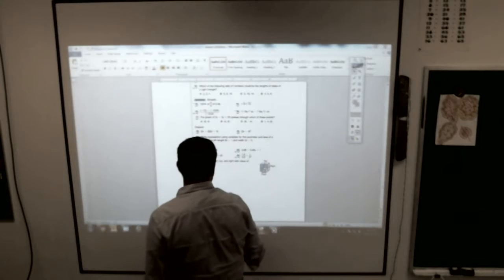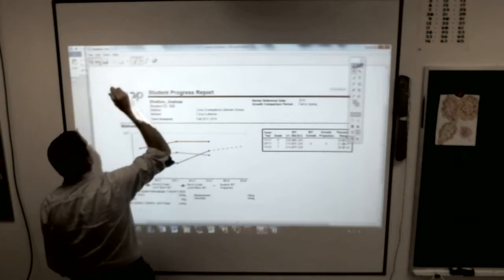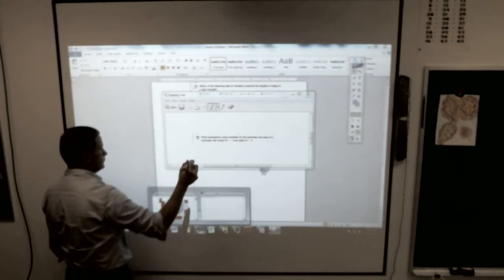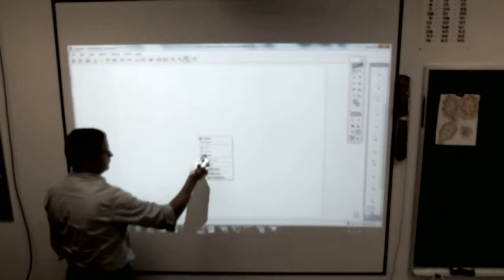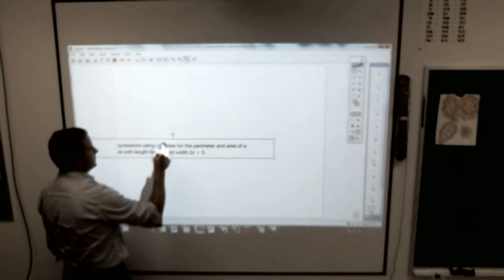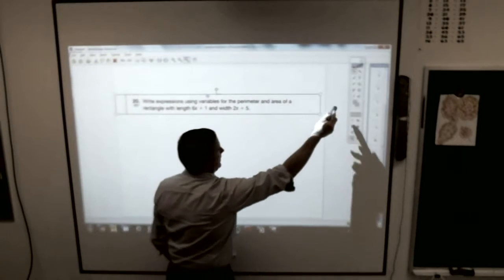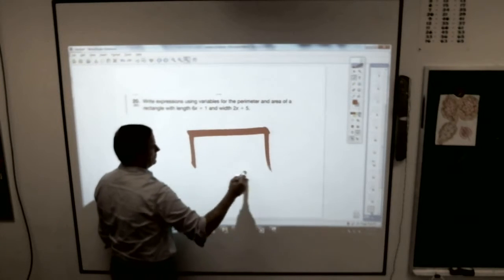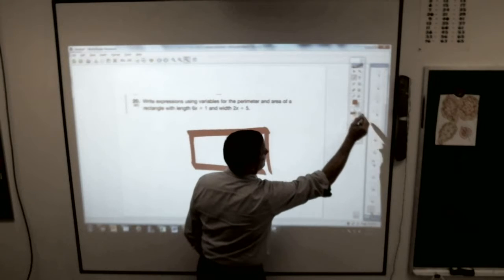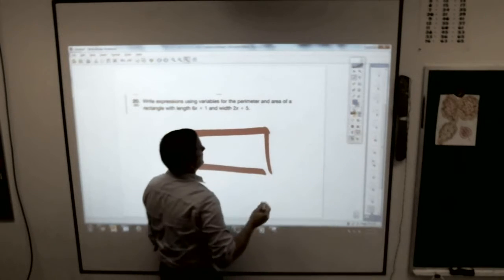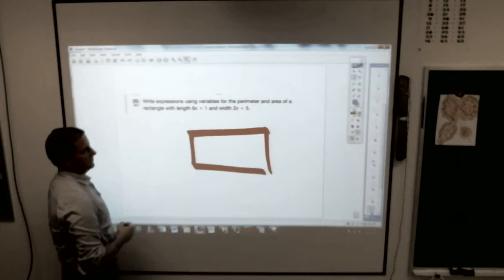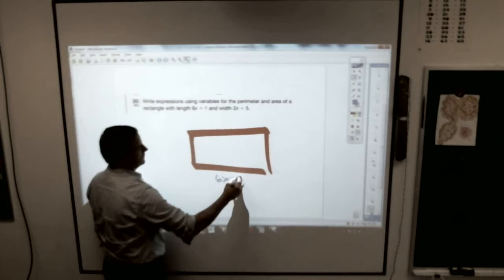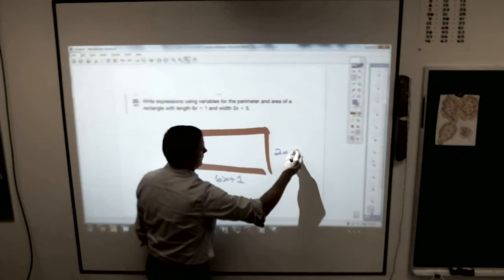Number 20. Let's look at the snippet. We have a lot of these, so hopefully at some point this starts making a little sense. Kate, I am absolutely positively sure you drew the rectangle, yes? And you labeled it? Length and width, it really doesn't matter which one you call which. Usually the length is longer, so we'll go 6x plus 1 here and 2x plus 5 here, right?